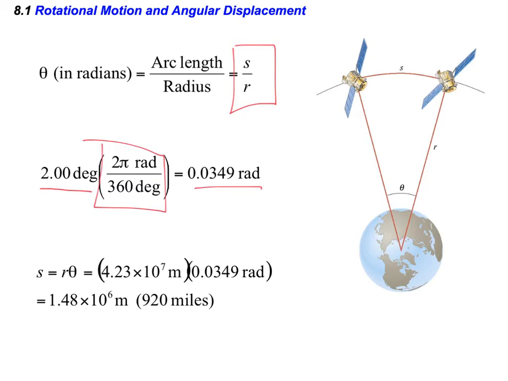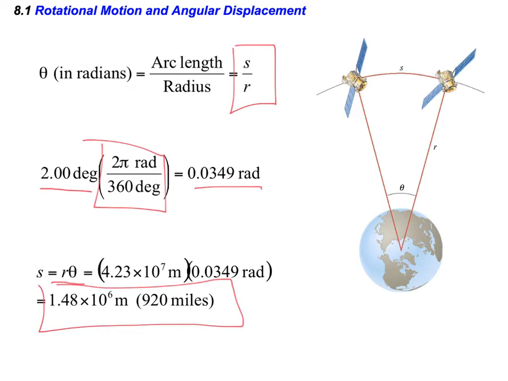And then we can use that equation to find the arc length to be the radius times the angle. So we get 4.23 times 10 to the 7th meters times that angle in radians, and we get about 1.5 million meters, or around 920 miles.